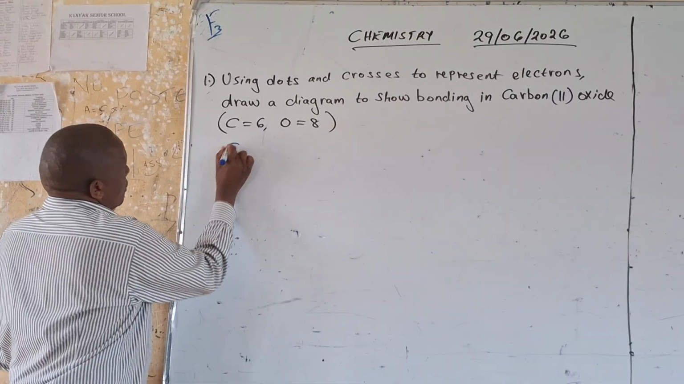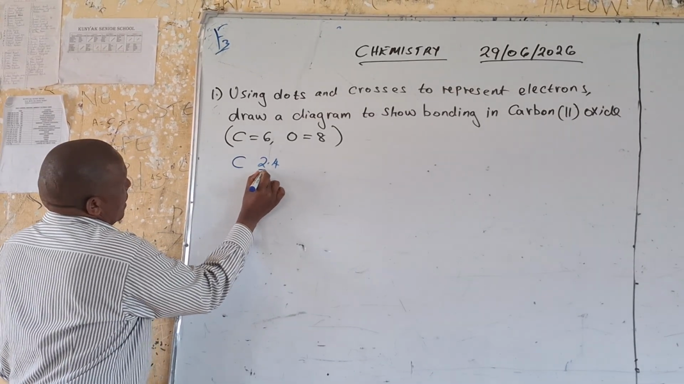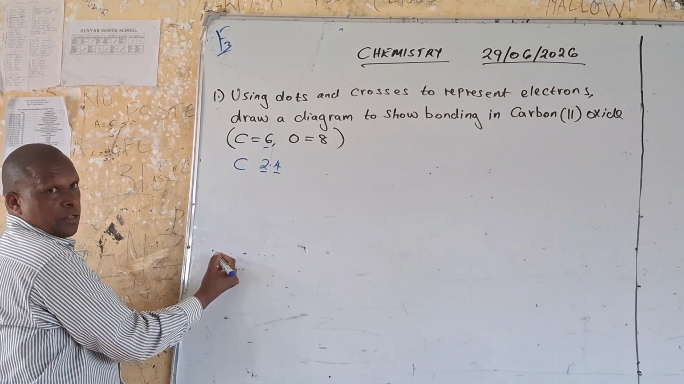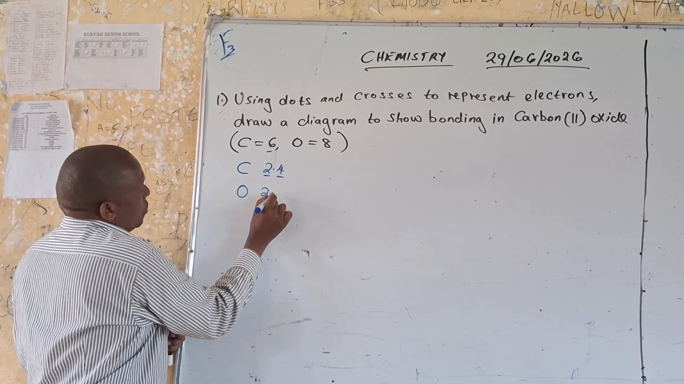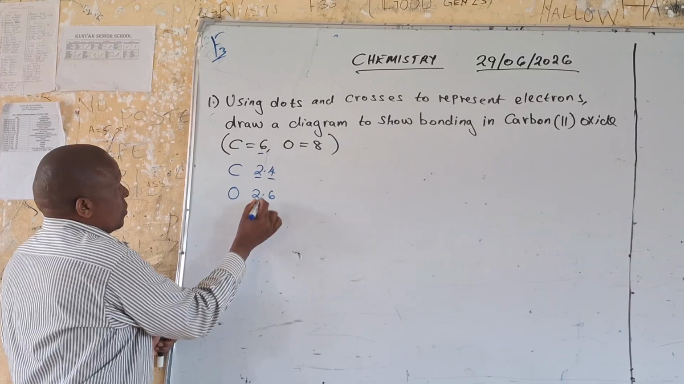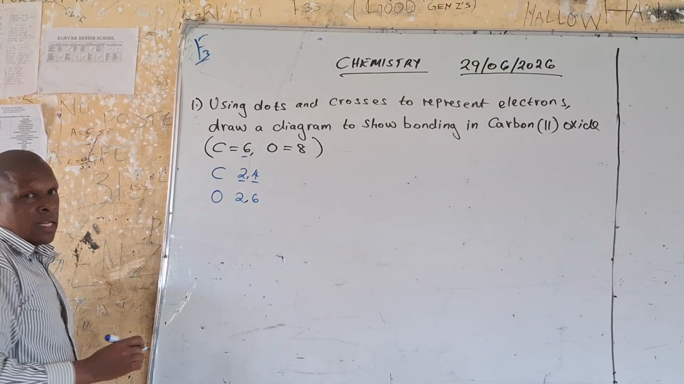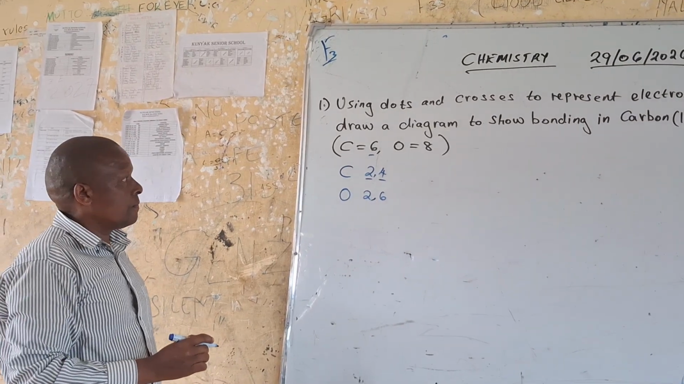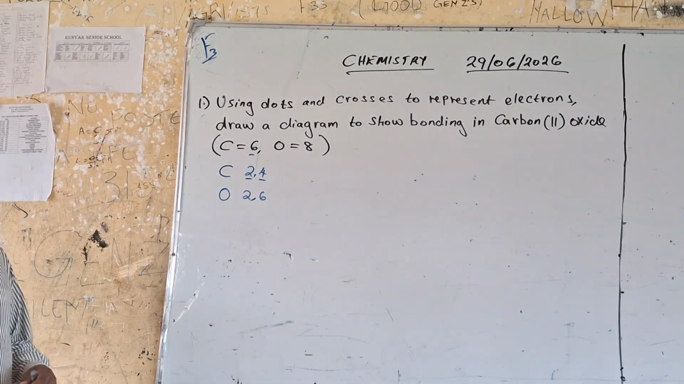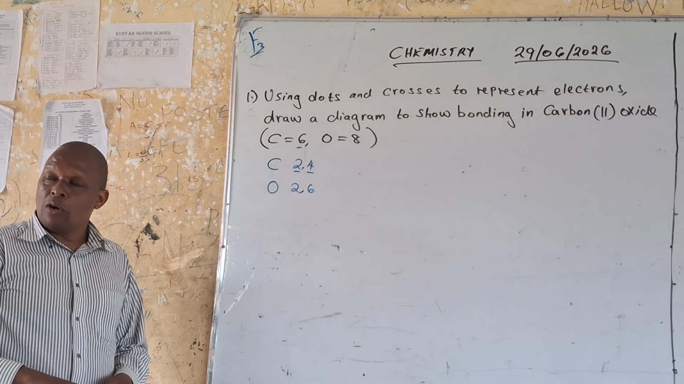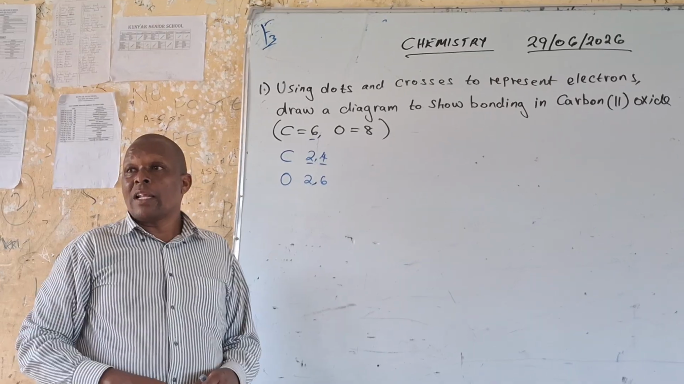The electron configuration of carbon is 2, 4. Okay, these are 6, just like this. Are we together? Yes. Then oxygen, electron configuration is 2, 6. You can either put a comma or a full stop when writing the electron configuration. Now, we need to ask ourselves, what kind of bond is going to be formed? Is it ionic bond, or is it covalent bond?